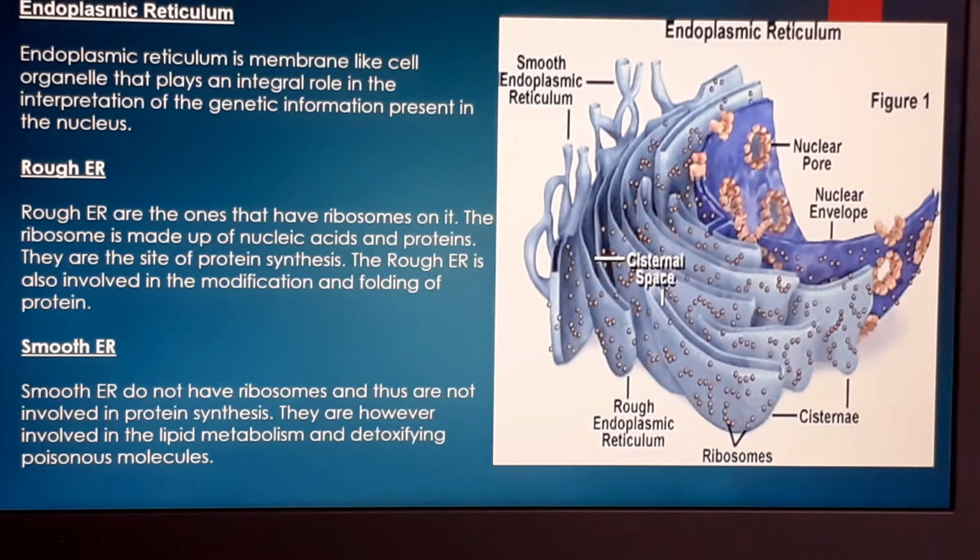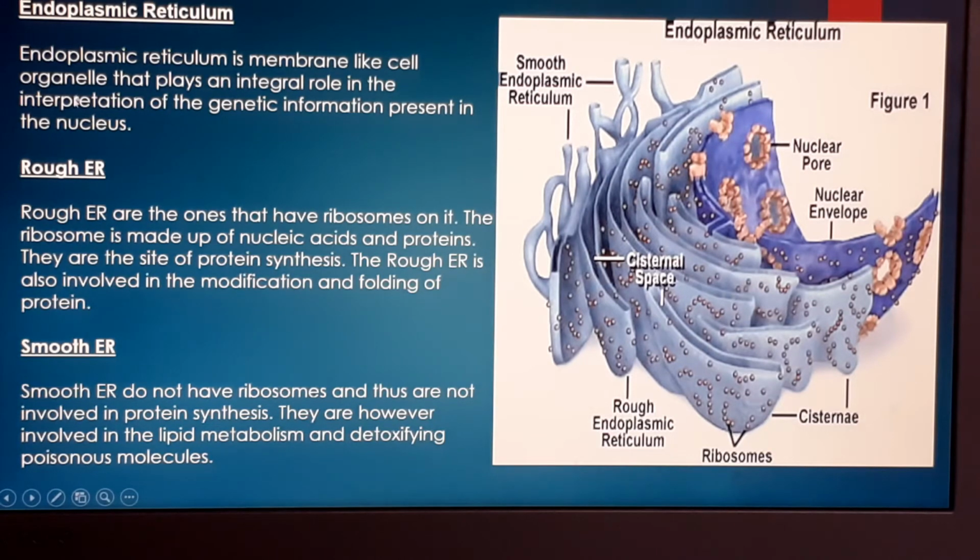Next one, endoplasmic reticulum. What is the endoplasmic reticulum? The endoplasmic reticulum is a membrane-like cell organelle that plays an integral role in the interpretation of genetic information present in the nucleus. See here, it is outside the nucleus. This is the nuclear envelope, the nuclear membrane. Outside that, this is the endoplasmic reticulum, connecting the cytoplasm as well as the nucleus.